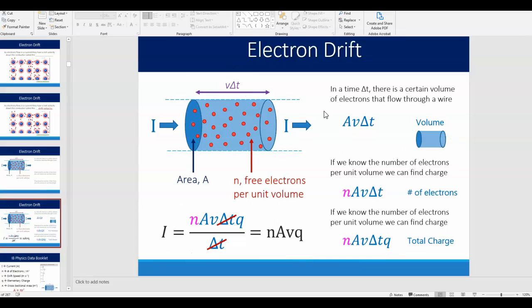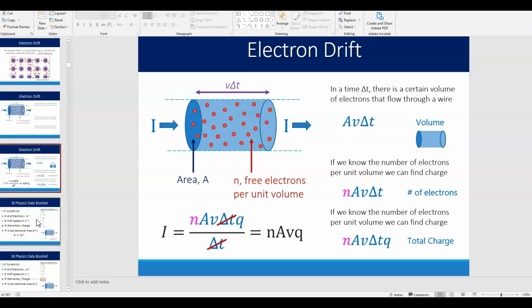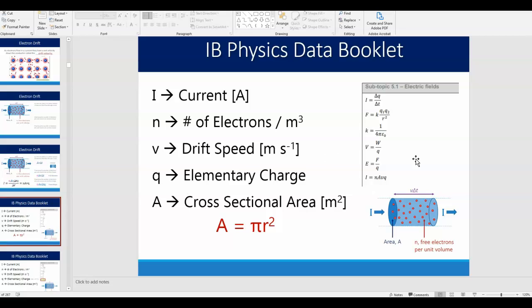Okay, and this basically just has everything we just talked about filled in. This equation is given to you at the bottom of 5.1. And here in this slide you can see everything written out. Sometimes it says drift speed, sometimes it says drift velocity. It doesn't really matter. Okay, N again is the number of electrons per cubic meter.